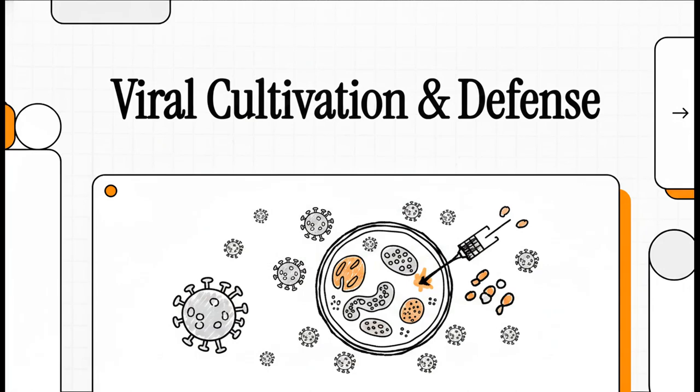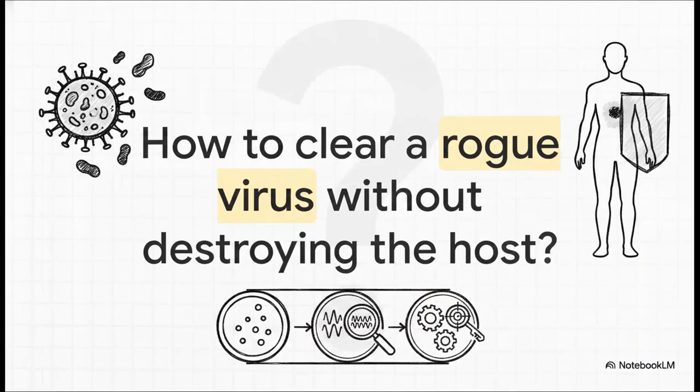Think about this for a second. How exactly do you kill a pathogen that survives by literally hijacking your very own cellular factories? In our previous explainer, we looked at how animal and bacterial viruses replicate, how they break in and take over. But that leaves us with this massive biological problem. How do we eliminate a rogue virus without destroying the human host right along with it?